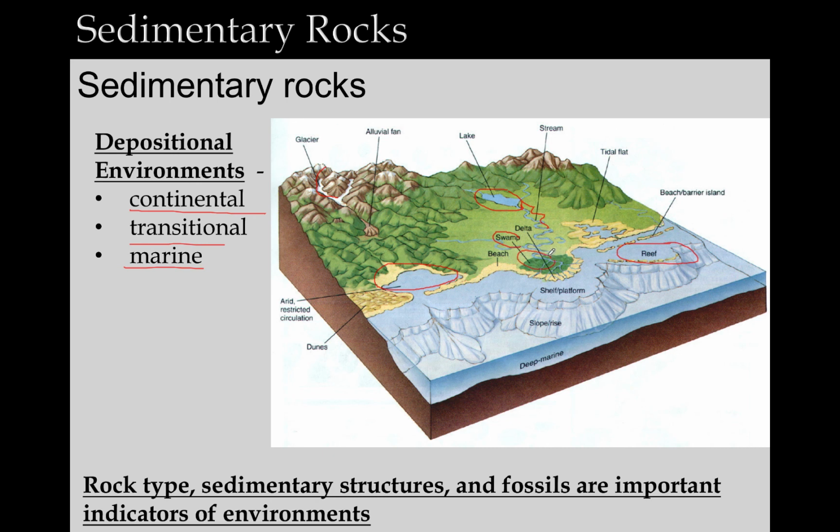Okay, so we have organic, biochemical, we have clastic, and then we would have chemical rocks, right? All 4 of those different rocks have different kinds of depositional environments. They're not necessarily unique to one, and I'll talk about how we can identify that a little bit later.